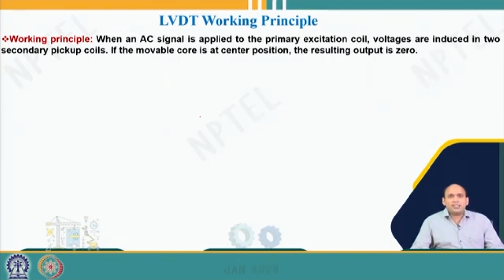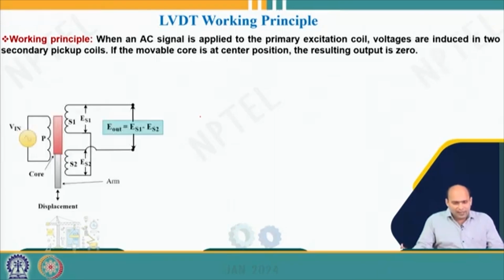Because in that case, if the core is at central position, that means equispaced from both the secondary coils, then essentially in both the secondary coils equal voltage will be induced, and since they are connected in series opposition, if I take the difference of those two secondary coil output voltages, then obviously I will get 0. Then if my core position changes, I will get some non-zero output voltage depending on the position of the core, right? So let us understand this working principle with the help of this schematic diagram more properly.